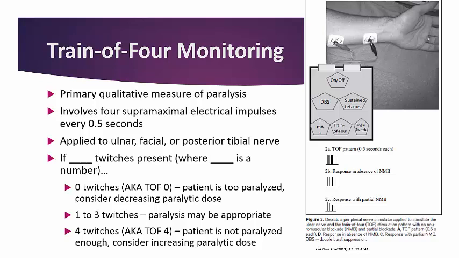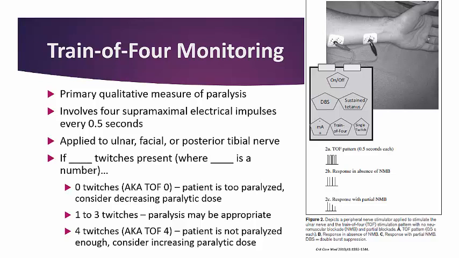Now, if you have 4 twitches, for example, and if we think about people like us who are most likely not paralyzed at this time, most normal people would have 4 twitches if they were hooked up to this train of 4 machine. So if a patient who is on paralysis has 4 twitches, it means that they're probably not paralyzed enough, and you should consider increasing the paralytic dose. Again, it just depends on what the physician's goal is in terms of the paralysis. Remember, this is only used for continuous paralysis for the most part. It can be used for other shorter term paralysis methods as well.